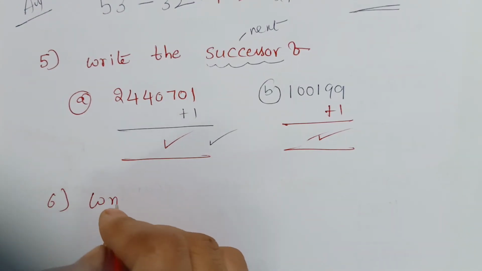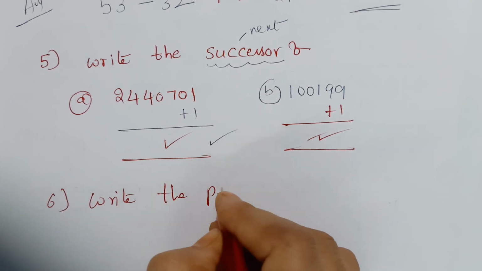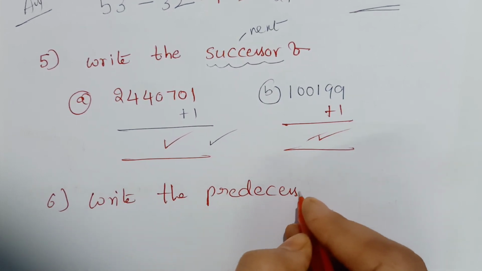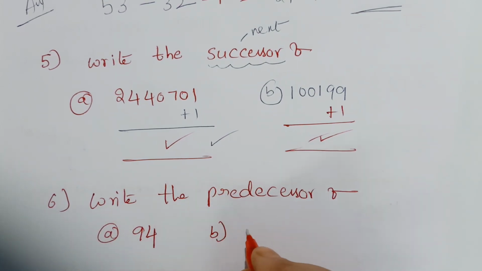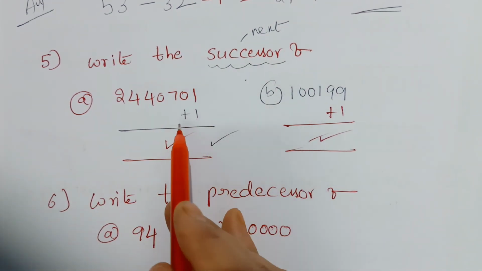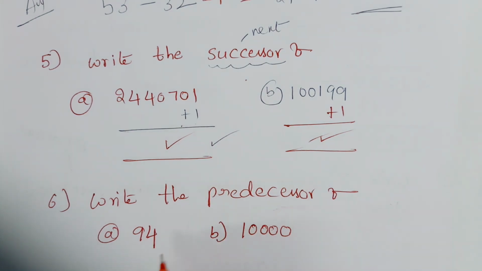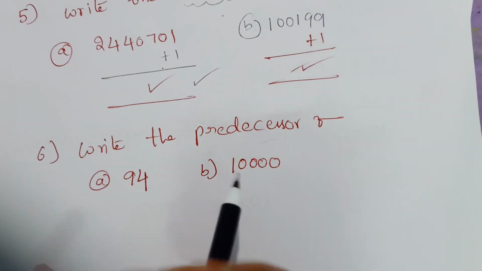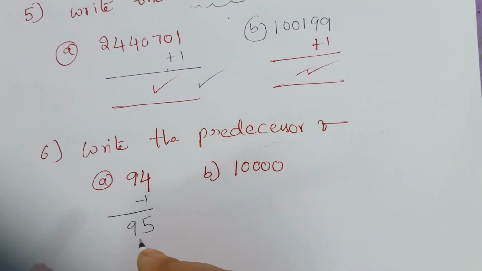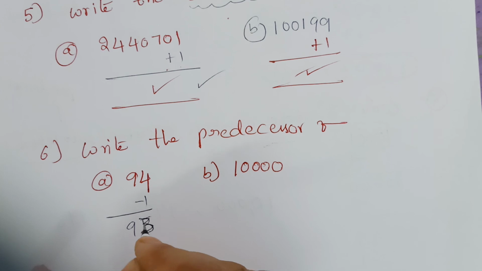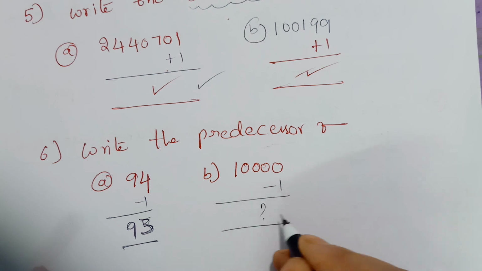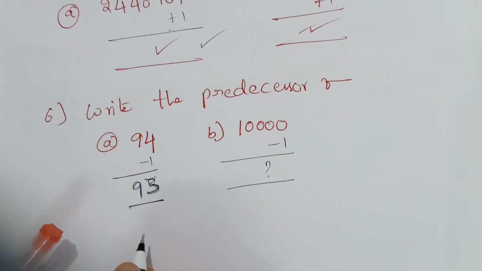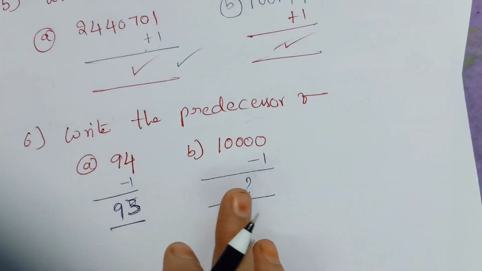Now see here, one more question. Write the predecessor of 94. Second question, 10,000. How do you write the predecessor? In the case of the successor we just add plus 1. In the case of the predecessor just do minus 1. So here you get the value 93. Just do the rest as homework. These three are the homework problems for you.